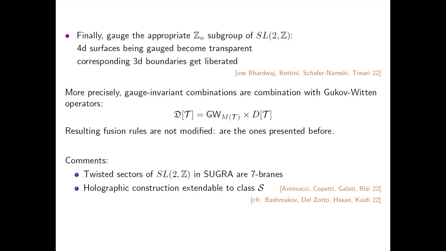And one can use the full power of string theory to study the properties from the point of view of the theories living on these seven-branes. The other comment is that this holographic construction can be extended to more complicated theories, for instance class S. This is a class of theories for which we don't have a Lagrangian description, and so the description in terms of the bulk is particularly useful. For instance, this has been used by these collaborators of mine in a paper, and in fact the result has also been obtained by slightly different methods by this other group.